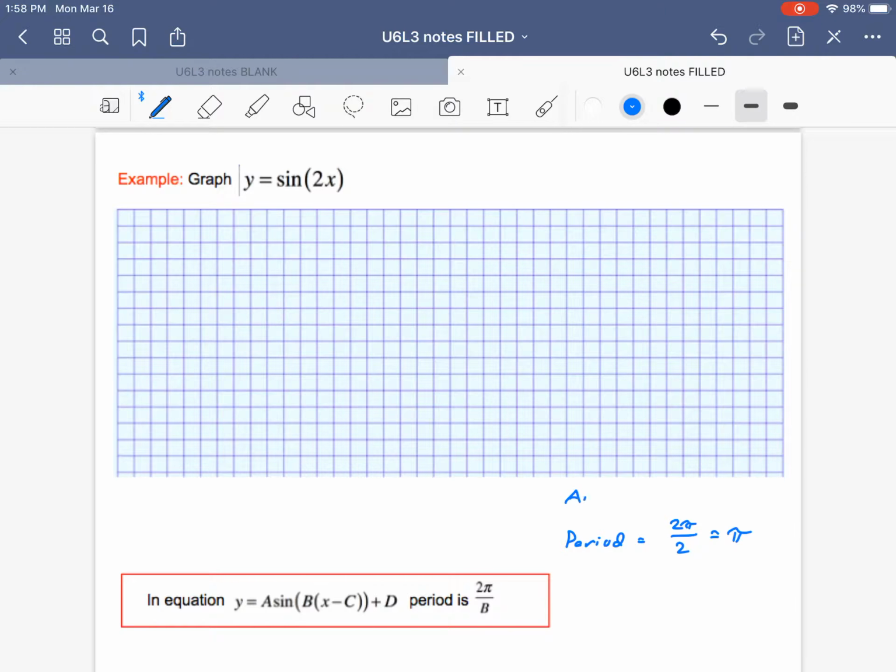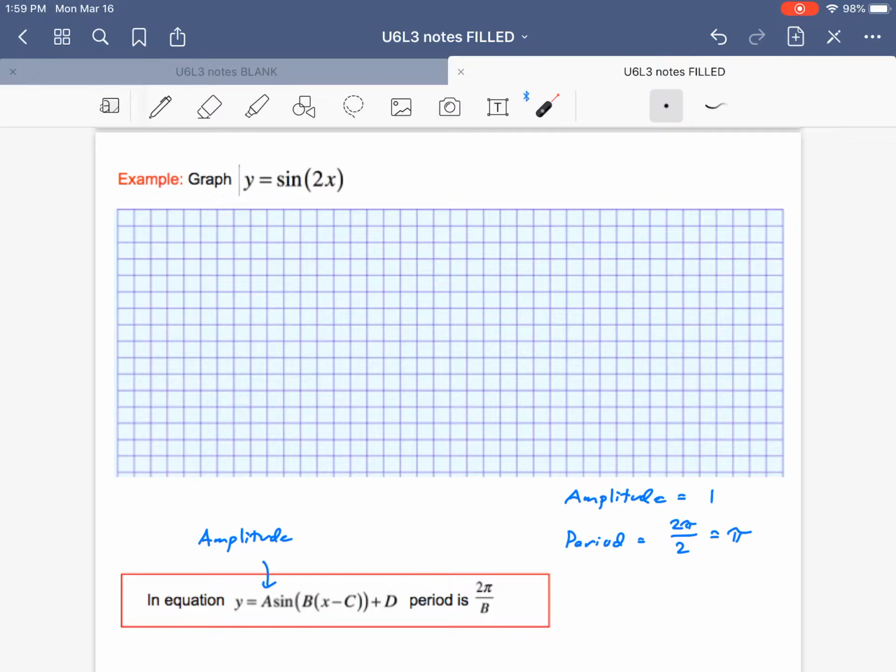So the second characteristic, I want to know the amplitude, right? So how high or low this thing goes. In that case, that's just 1. This a value is a vertical stretch or compression, so it's going to control your amplitude. So we don't have anything outside multiplying the whole function. Well, we really have a 1. So the amplitude is just 1. We don't have a minus c, we don't have a plus d.